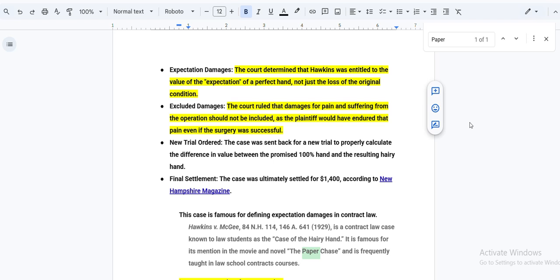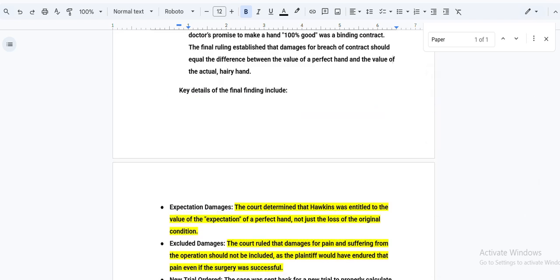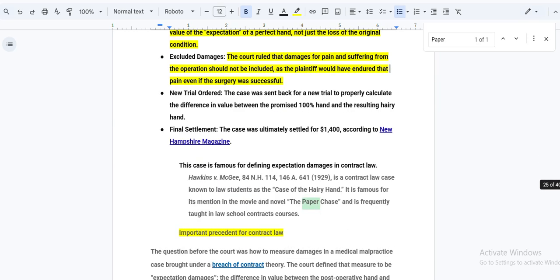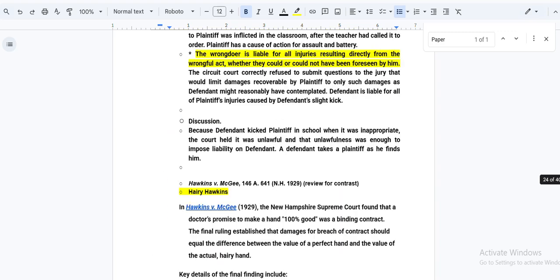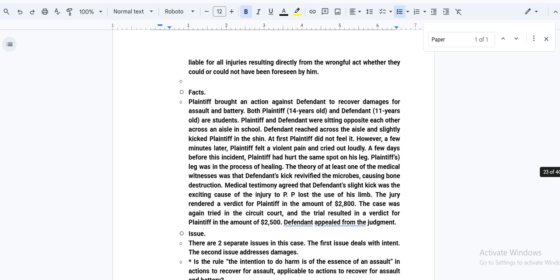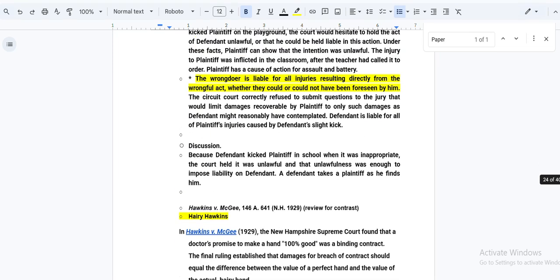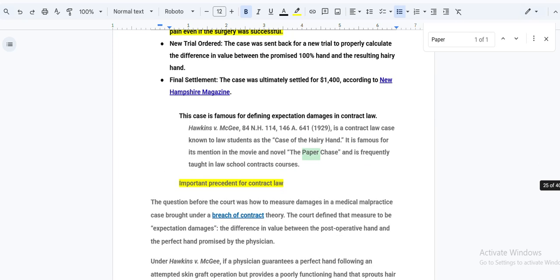So, what they looked at for determining damages was the breach of contract, the damage of the expected outcome over the actual outcome. It's important for contract law. The final settlement was $1,400. It did go back and forth some, but that's the ultimate outcome and ruling.